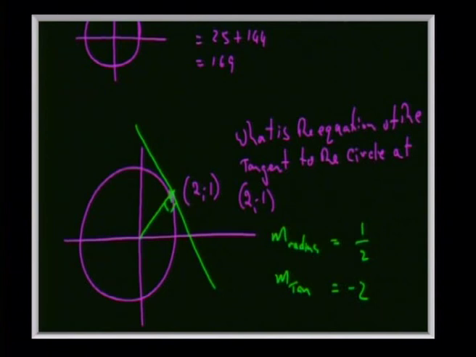How did I know that? Well, I know that a half times negative 2 is negative 1. And remember what we did a few minutes ago? We looked at perpendicular lines. If the product of the slopes is minus 1, the lines are perpendicular. Right, I've got the slope of the tangent at negative 2. How am I going to work out its equation?